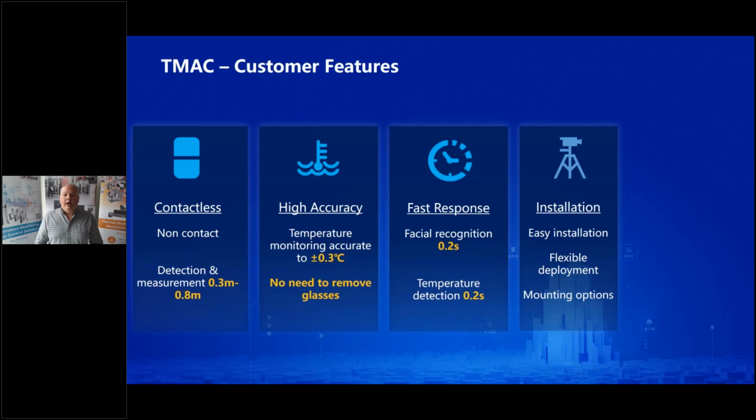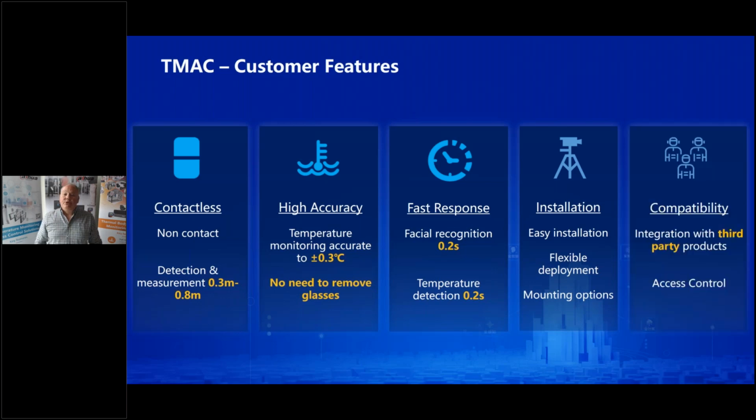Installation is simple. You can configure it in a number of different ways that we'll talk about a little bit later in the webinar, and it comes as a series of different mounting options that I'll show you very shortly. Compatibility is also important. Compatibility not only with other Dahua products, but also with third-party solutions such as access control companies. We'll talk a little bit more about that and show you some examples of how the technology can be integrated later in the slides.